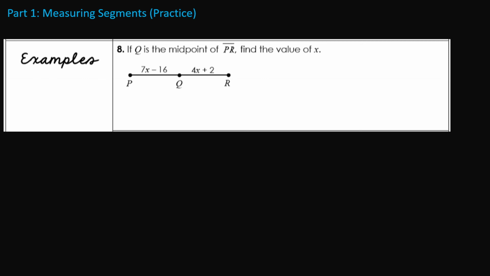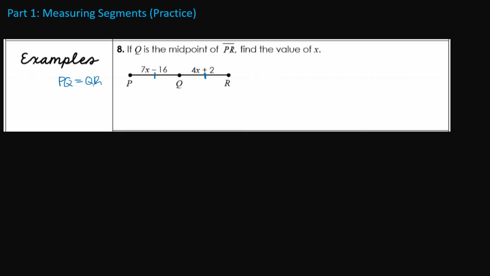So let's take a look at some examples of midpoints. For number 8, it says if Q is the midpoint of segment PR, we need to find the value of x. So we're already told point Q is cutting segment PR in half. I know that PQ is congruent to QR. Congruent means same measure. In this case, we can say PQ is equal to QR.